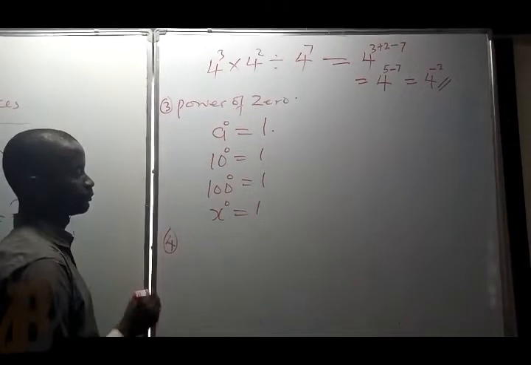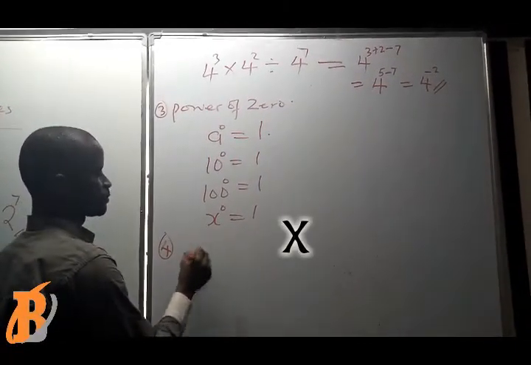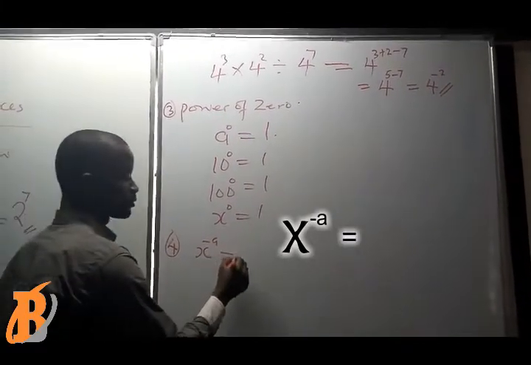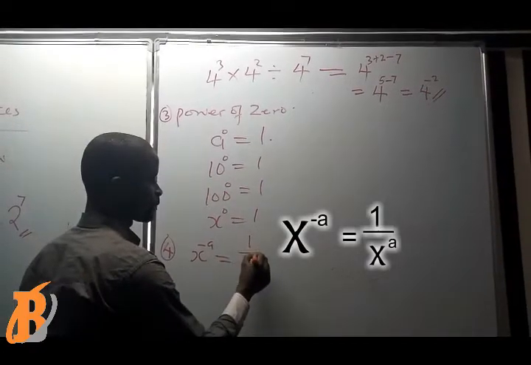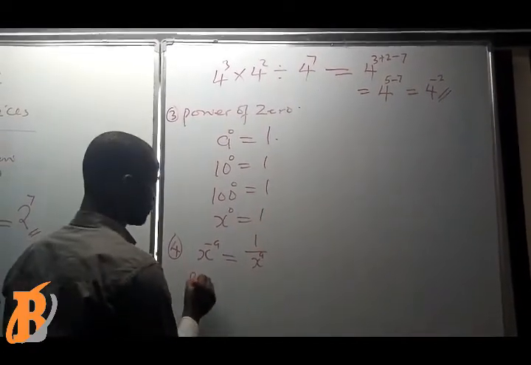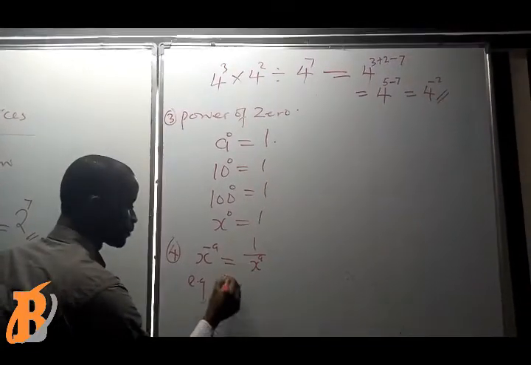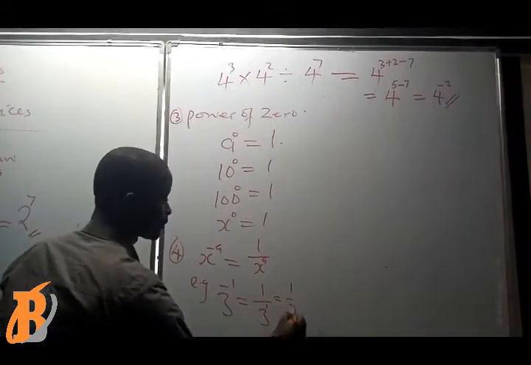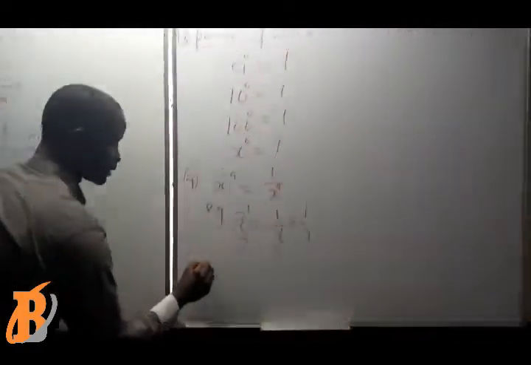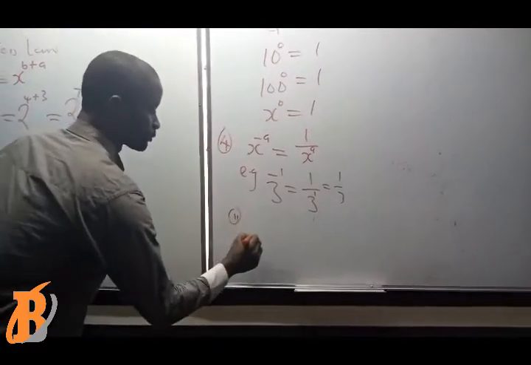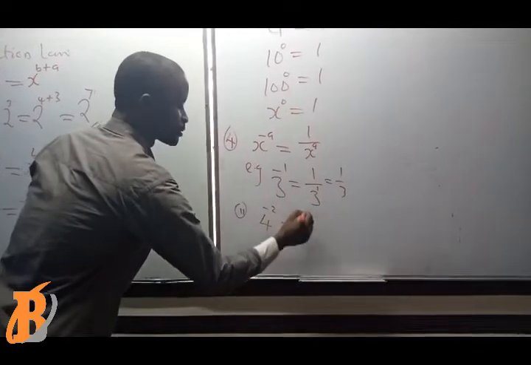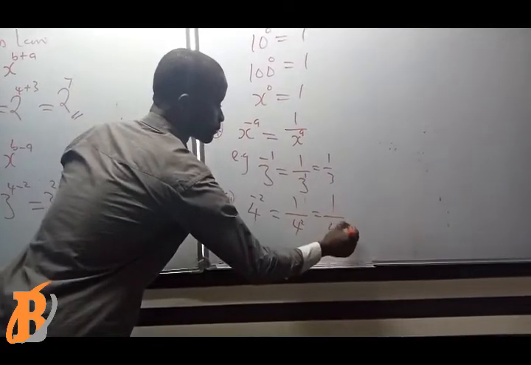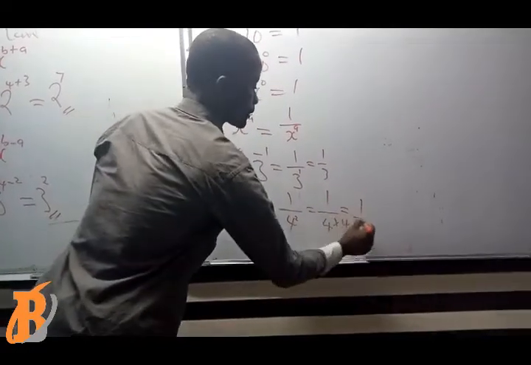Fourth law. When x is raised to power minus a, it is equal to 1 over x raised to power a. For example, 3 raised to power minus 1 is the same thing as 1 over 3 raised to power 1, which is equal to 1 over 3. Another example, 4 raised to power minus 2 is the same thing as 1 over 4 raised to power 2, the same thing as 1 over 4 times 4, equal to 1 over 16.